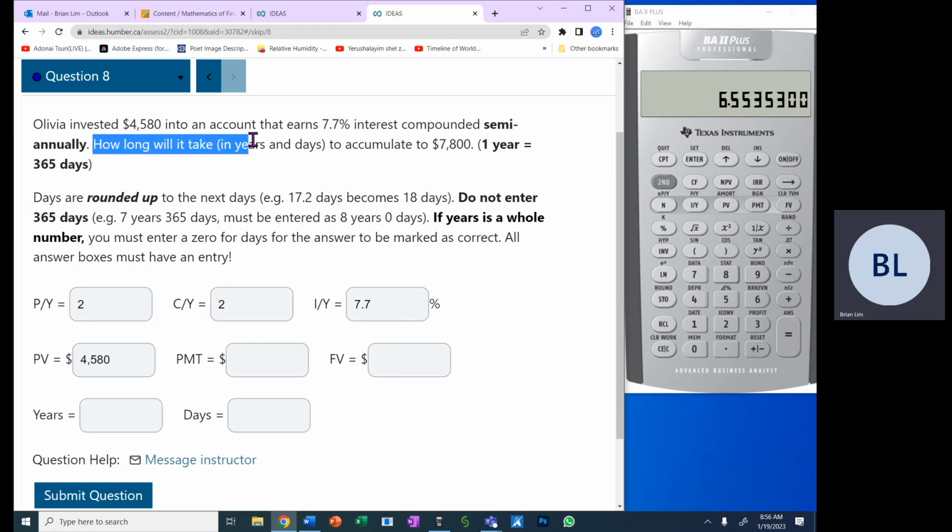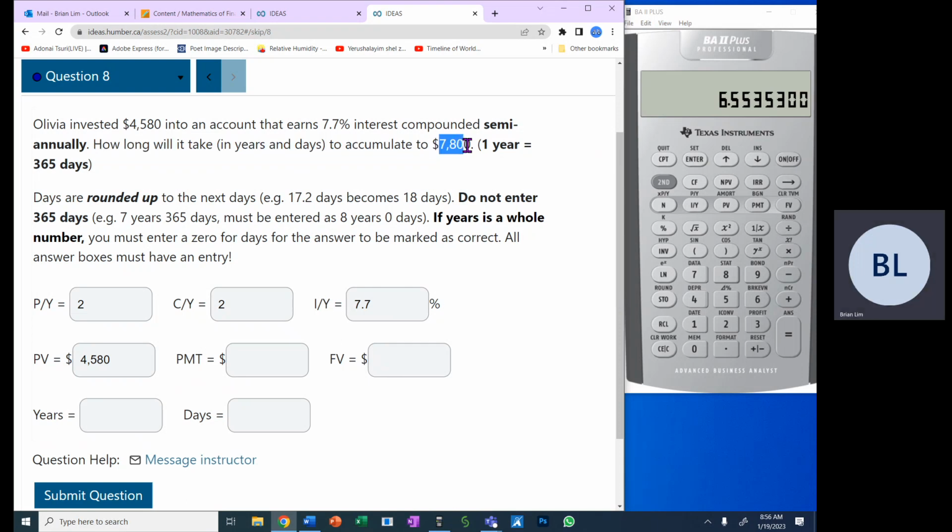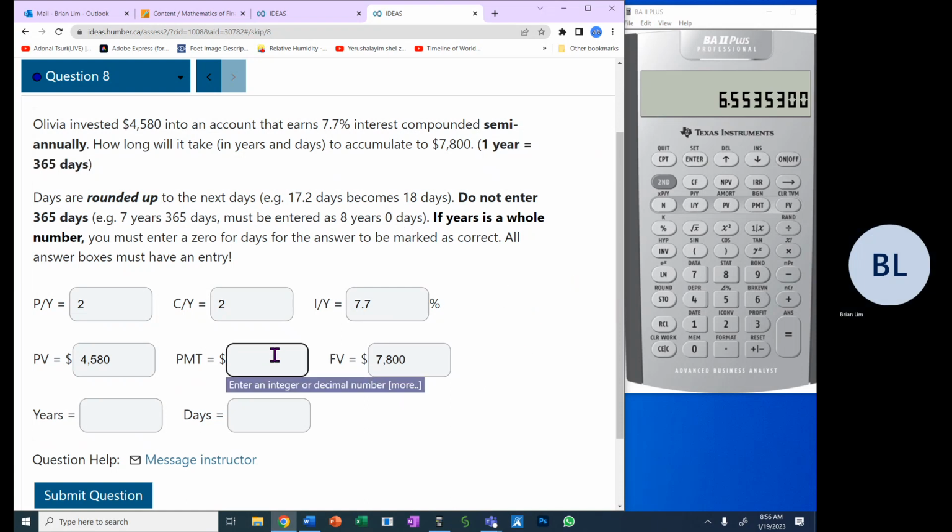How long will it take in years and days to accumulate to $7,800? That will be the future value. 1 year is 365 days. Same rules as before about the rounding of the number of days. Now payment is 0. Let's go ahead and do the calculation.